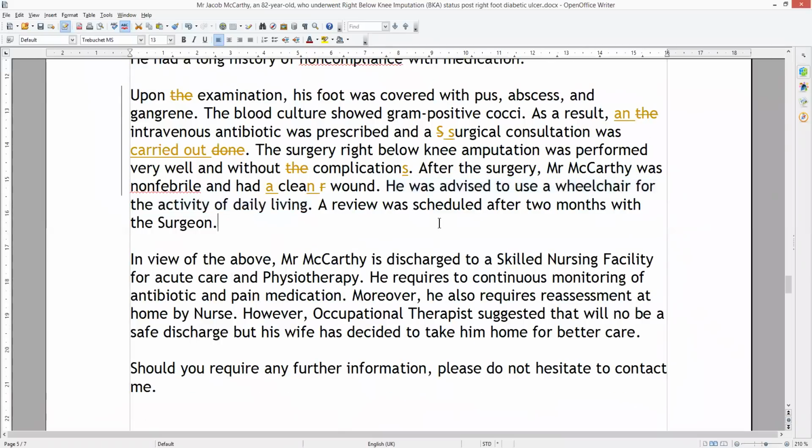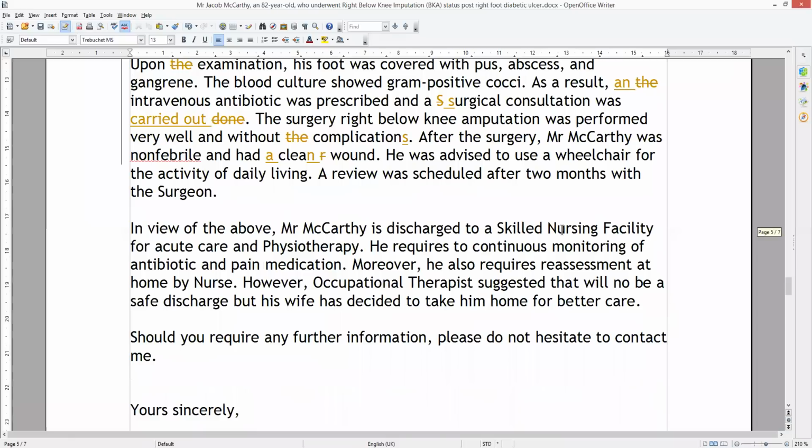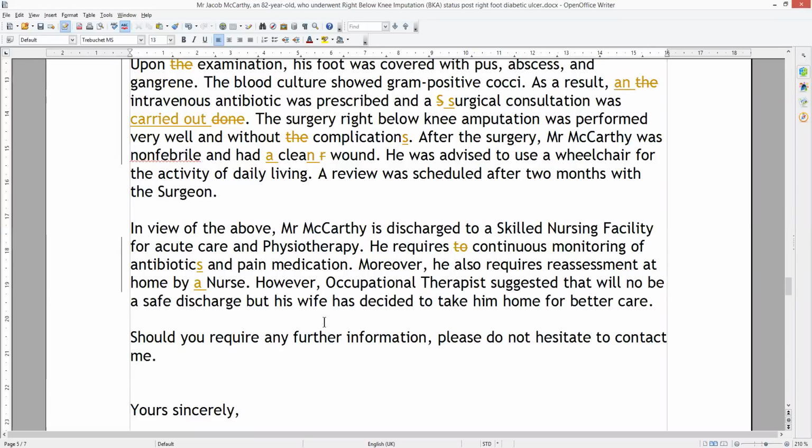Okay. A review was scheduled after 2 months with a surgeon. Okay, review of the above. Mr. McCarthy discharged from the facility for acute care and physio. Okay. He requires continuous monitoring of antibiotics in general and pain medication. My OT also requires assessment at home by a nurse.